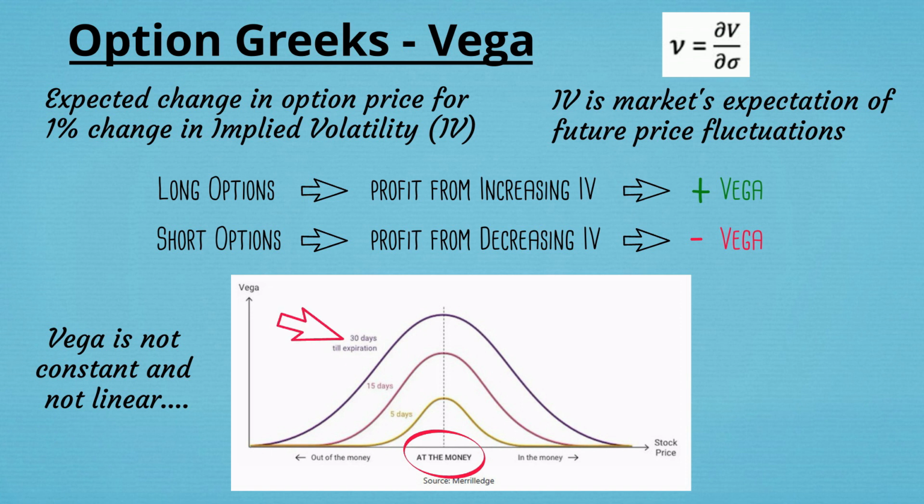Vega is also higher for longer dated options. This is a reflection of Vega's sensitivity to time. The more time that an option has until expiry, the more sensitive Vega is to any changes in implied volatility. Okay, so that's the theory behind Vega. Now, how do we put this knowledge to use?